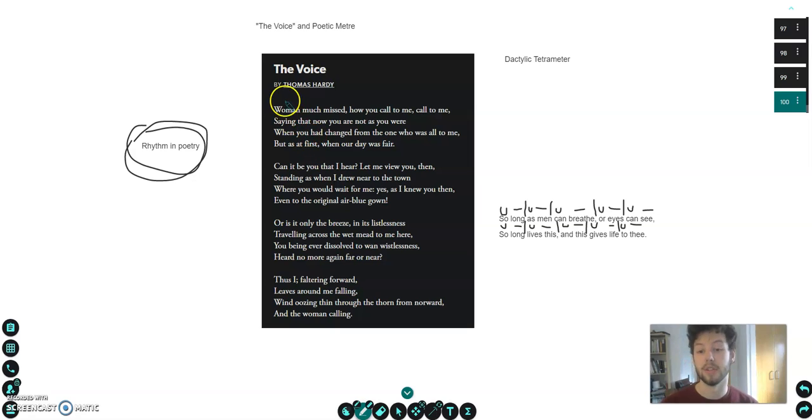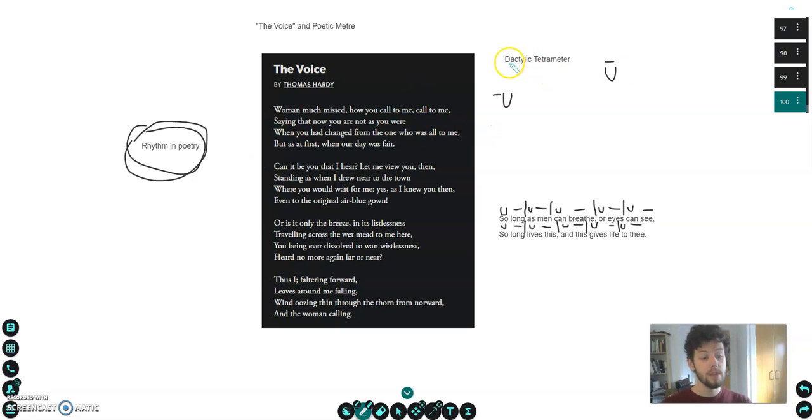So, for instance, this first word here of the poem, woman, has a stressed syllable followed by an unstressed syllable, and these are the default notation of stressed and unstressed in metre, and you can remember unstressed because it looks like a U. So woman goes dun dun. It has this rhythm of a stressed syllable and an unstressed syllable.